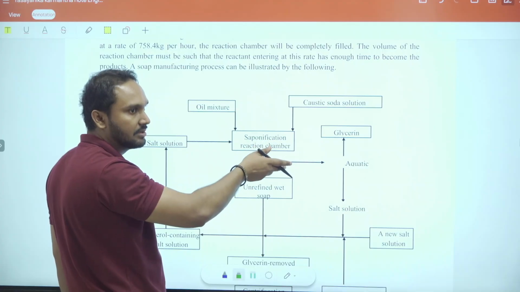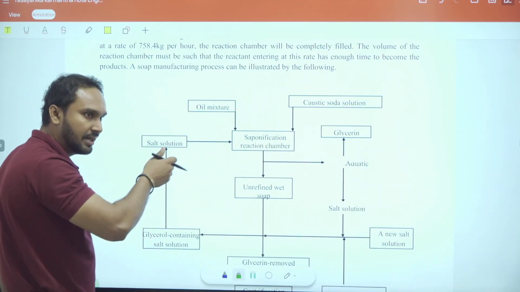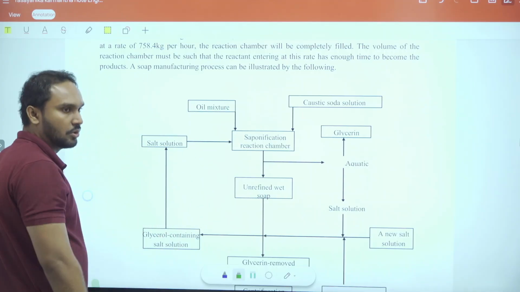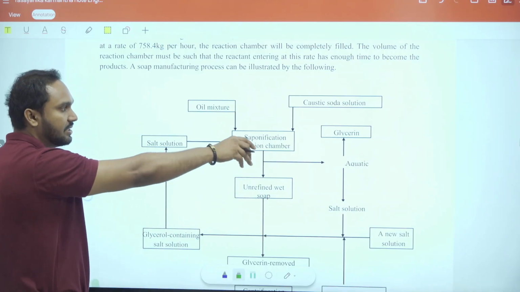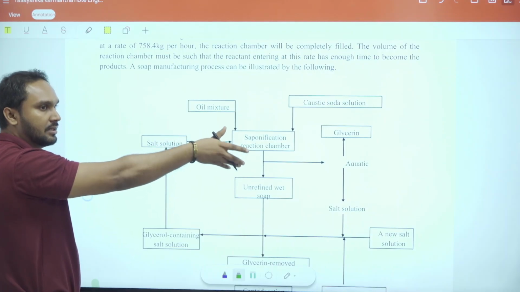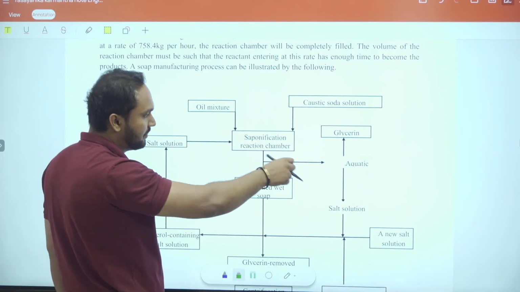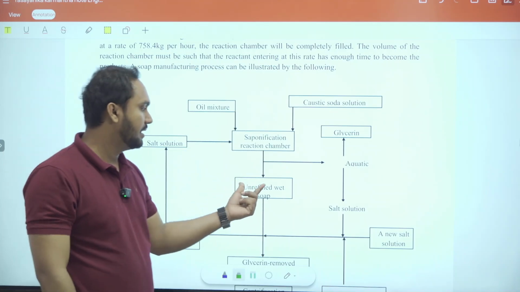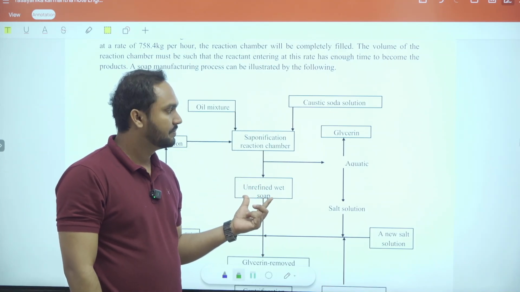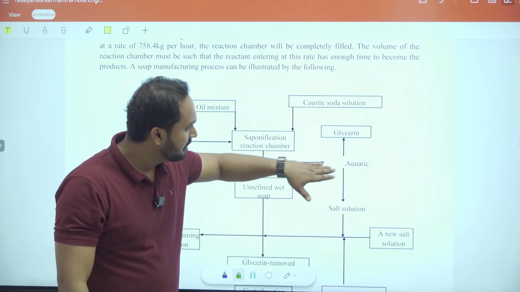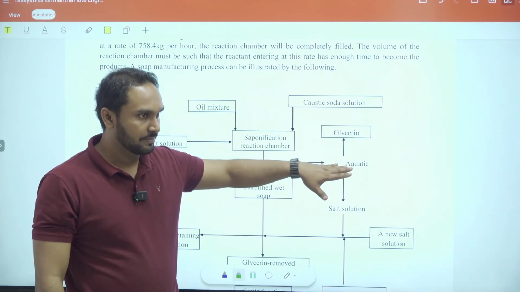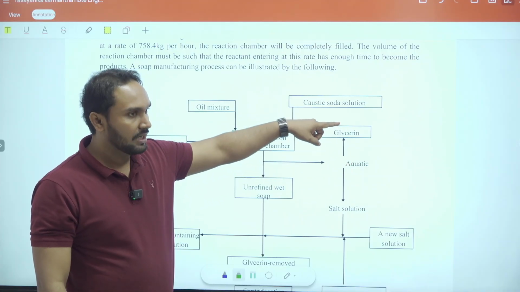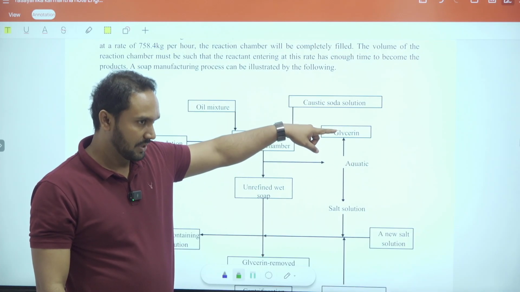The reaction occurs and the soap will be dissolved, right? So to separate the soap from the water, we have to add the salt solution, right? So now the solidification or the clumping of the soap happens more, right? So once the salt solution is added, we can get separately the unrefined wet soap, and the water solution goes here. The water solution contains what? Glycerine. So you have to separate glycerine from the water solution, right?